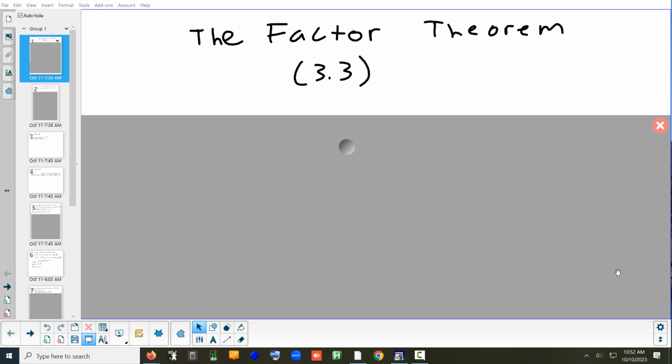Okay, so we're going to look at section 3.3, which is on the factor theorem and long division. What's nice about long division is it works on any problem. There is a shortcut to long division called synthetic, but synthetic division only works on certain problems. So we're going to first learn how to do the division that will work everywhere, and then tomorrow we'll learn the shortcut that will work some of the time.